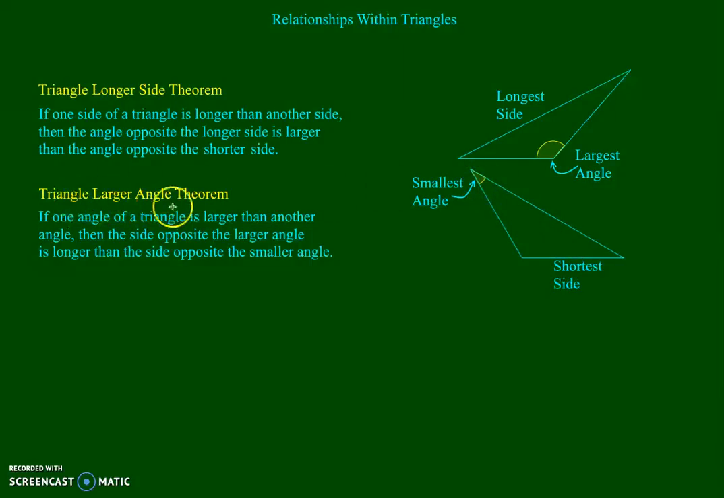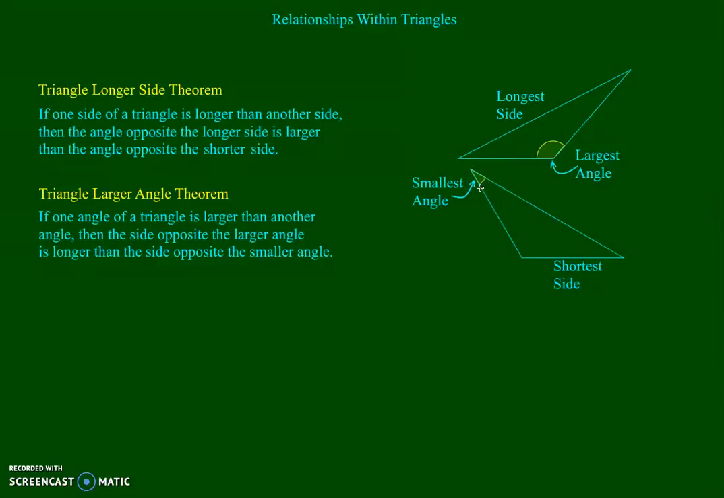This is the triangle larger angle theorem. It's basically the converse, if you will. If one angle of a triangle is larger than another angle, in this case this angle, then the side opposite the larger angle is longer than the side opposite the smaller angle. So big angle, big side, big angle. Small angle, small side, small angle. It's kind of a statement of the obvious.